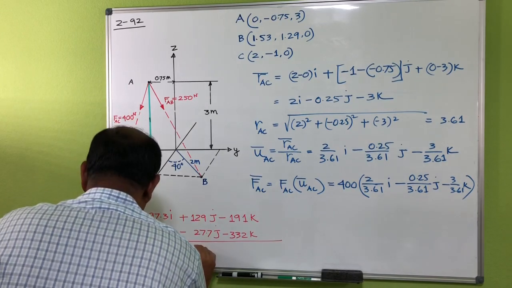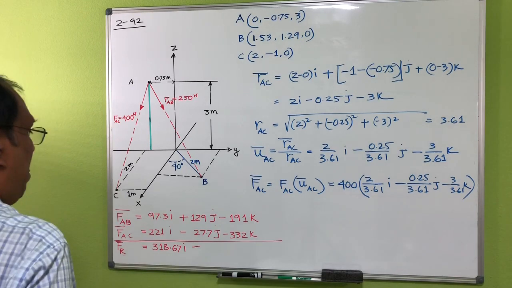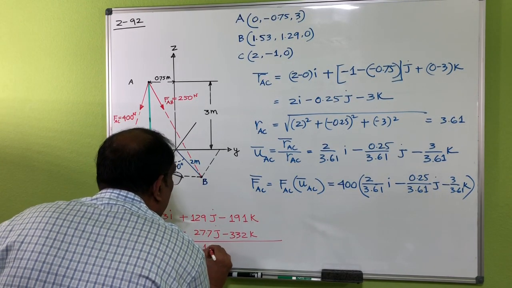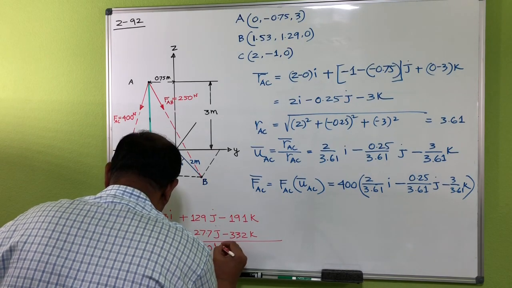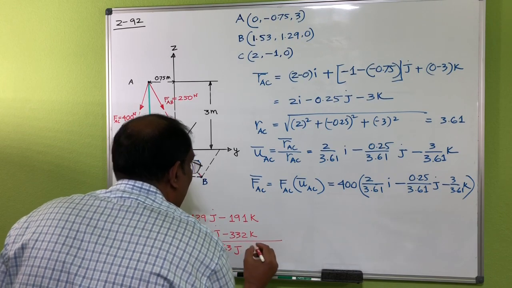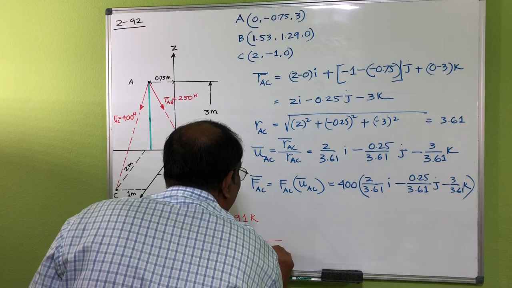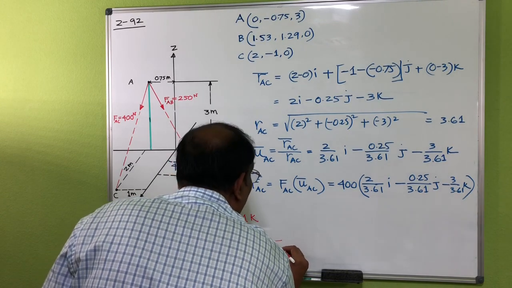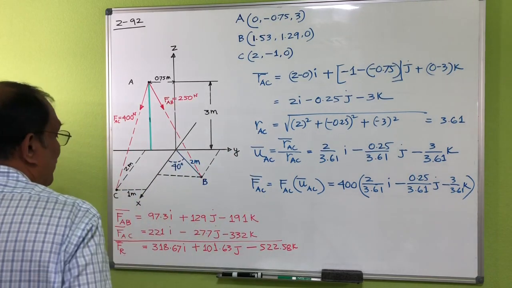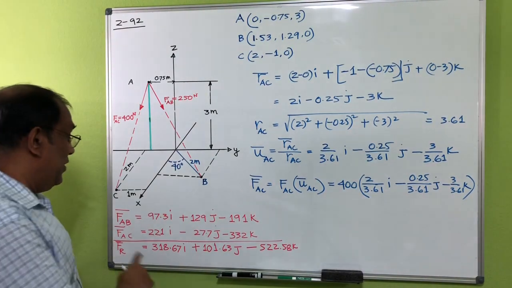I minus, no, actually plus 101.63 J and then minus 522.58 K. So that's basically the resultant vector.